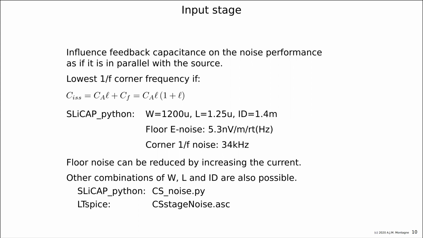The corner of the 1 over f noise turns out to be 34 kilohertz, and that is good enough because we need 100. We can reduce, of course, the floor noise by increasing the current, and I will show you that other combinations of W and L and the drain current are also possible. But the smaller you make the width, the more drain current you will need, because you need to make it longer as well. So there are two files, and you can download the zip from Brightspace.